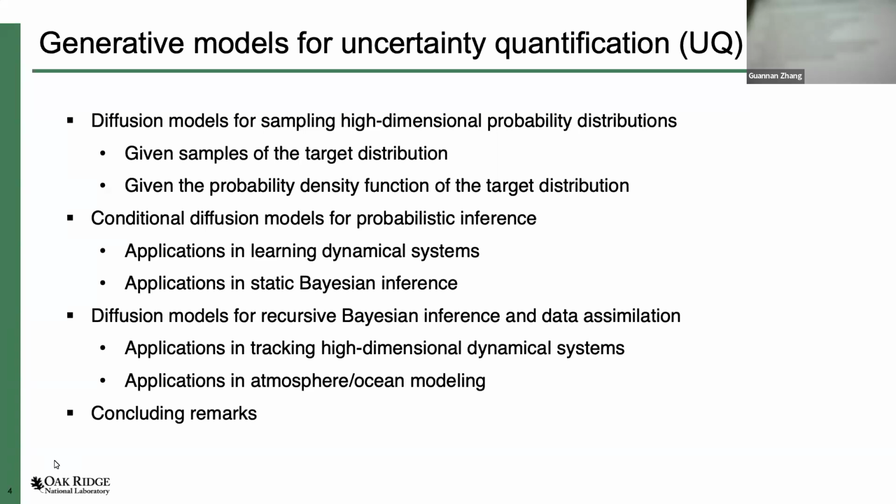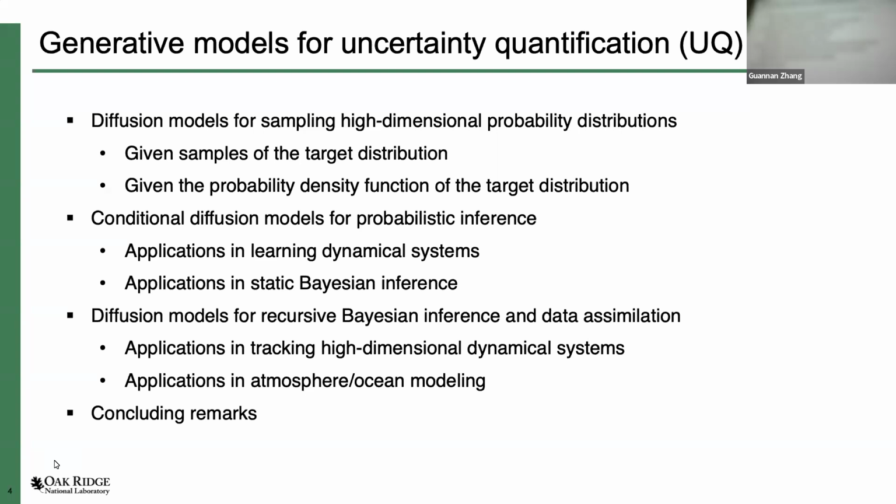And we can extend those strategies to conditional diffusion models for probabilistic inference, like when we learn a stochastic dynamical system, learning the time stepping scheme of the stochastic dynamical system from step n to step n plus one. Instead of a deterministic map, it's a conditional probability. And we can also apply this to learning static Bayesian inference, to sample from a posterior distribution, for example.